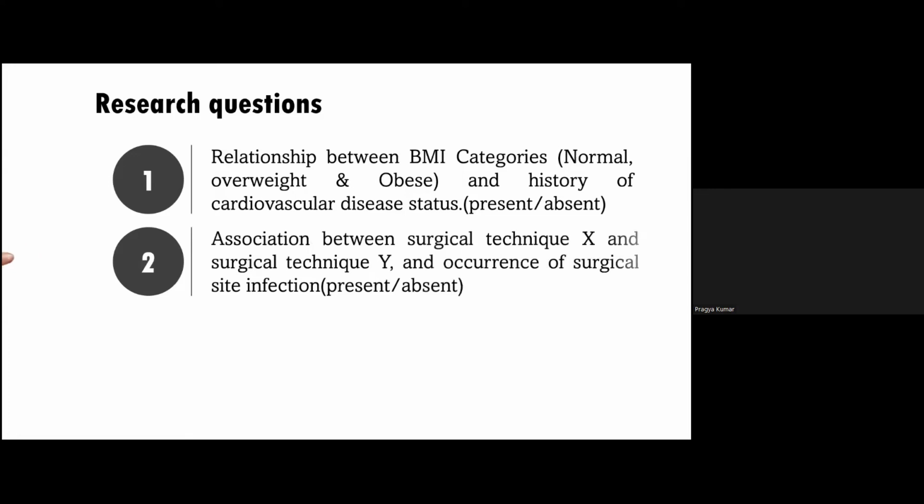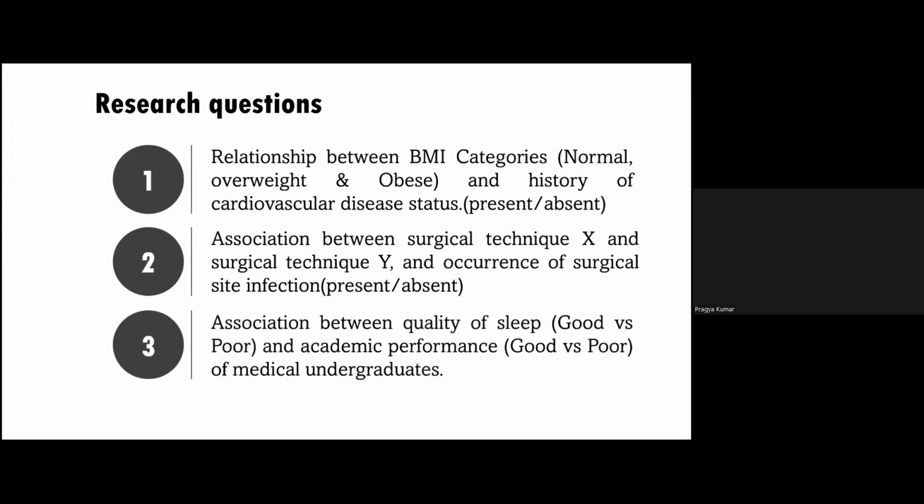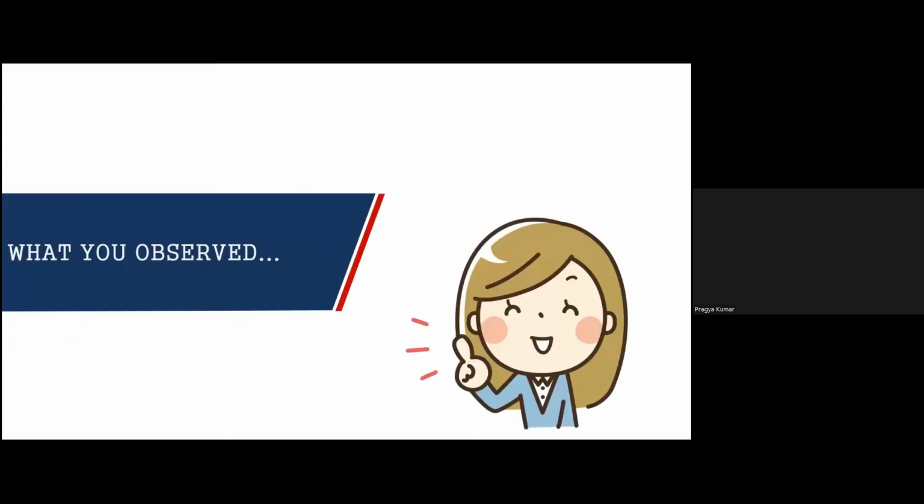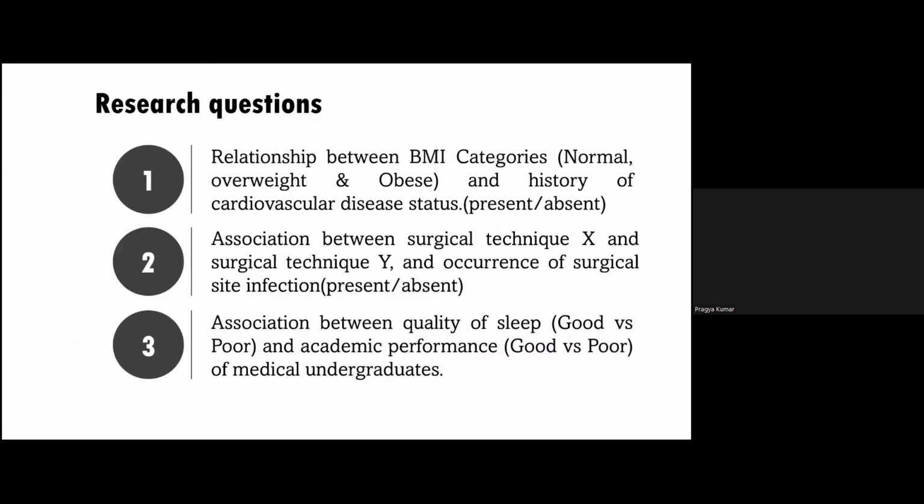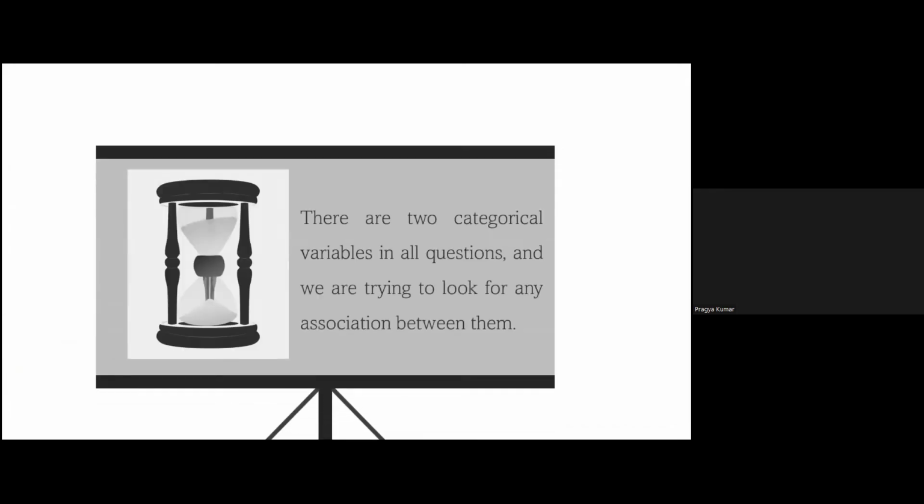The second research question could be the association between surgical technique X and surgical technique Y, and occurrence of infection, having 2 categories. The third could be the association between the quality of sleep, good versus poor, and the academic performance, also good versus poor. So in all these research questions, what have you observed? That both the variables are categorical in nature, and we are trying to look for any association between those categorical variables.